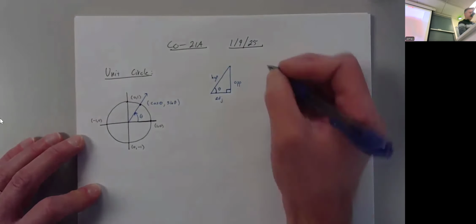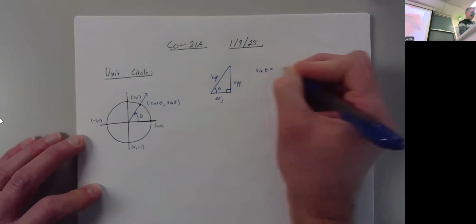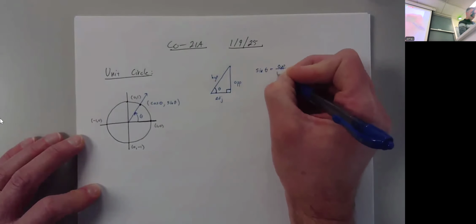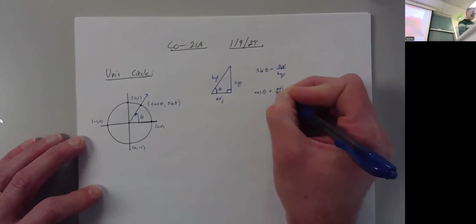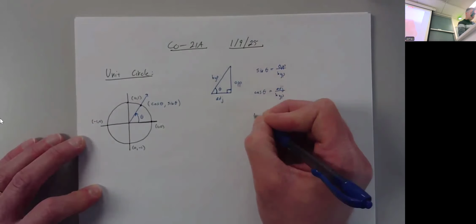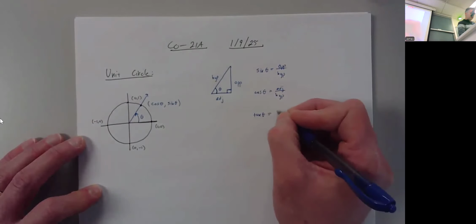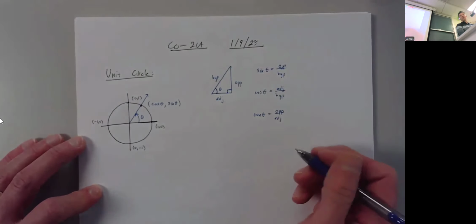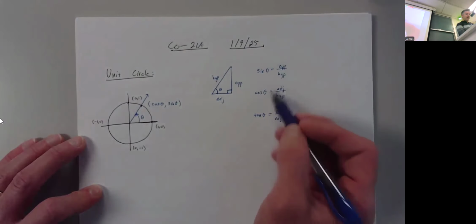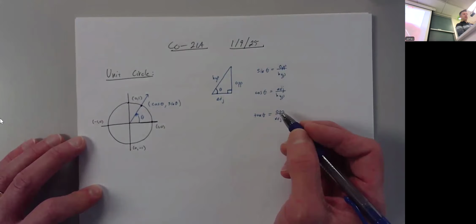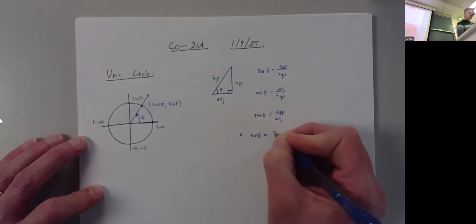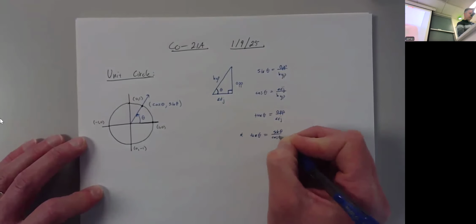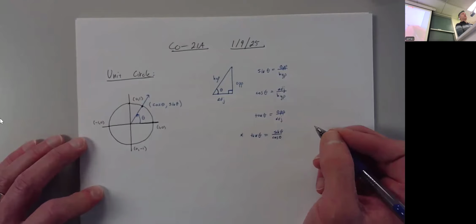Then we can define the trig functions as sine of that angle is the opposite over the hypotenuse. Cosine of angle theta is the adjacent over the hypotenuse. And tangent of theta is equal to the opposite over the adjacent, which notably ends up being equal to sine divided by cosine. Because if you take this divided by that, the hypotenuses cancel and you get the opposite over the adjacent. So tangent of theta is equal to sine of theta over cosine of theta.